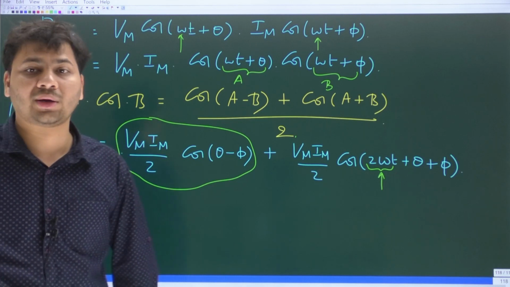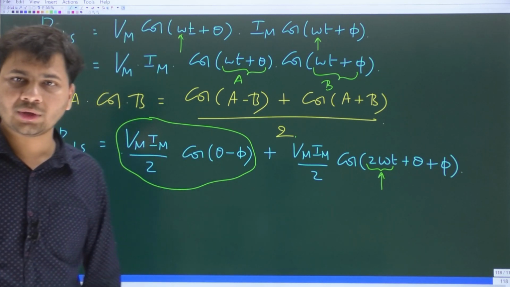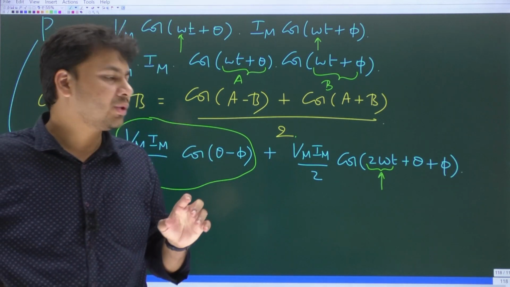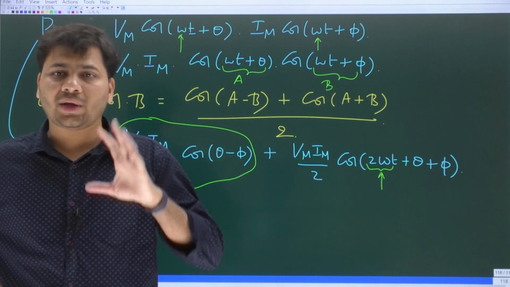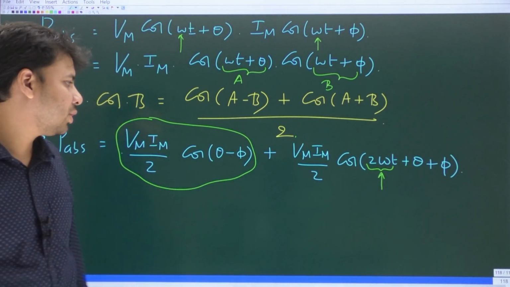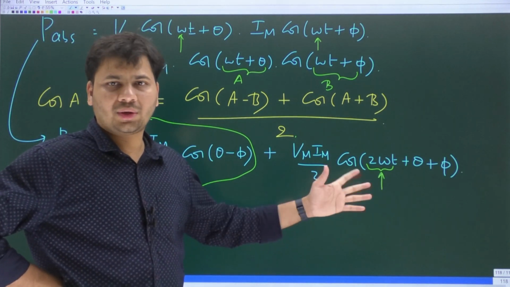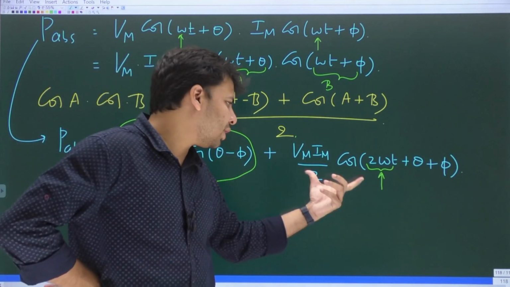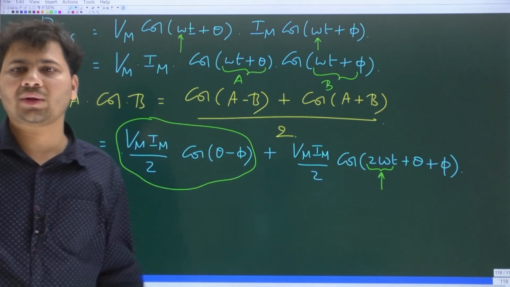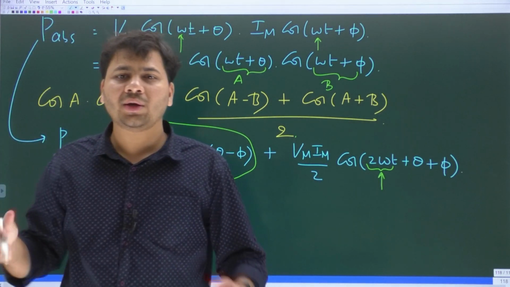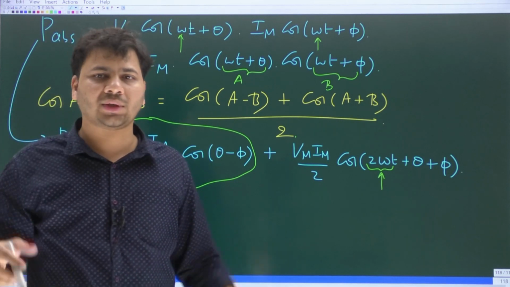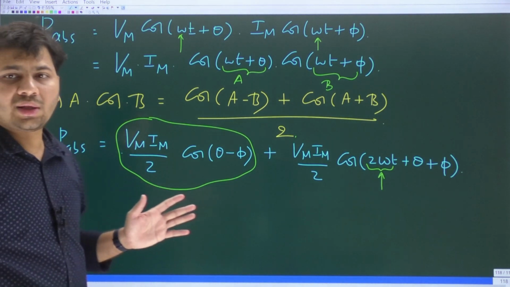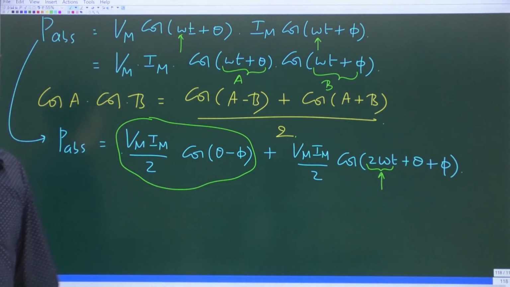Frequency double means the time period will become half. You understood? So voltage and current both have a frequency of omega, whereas the power absorbed will have a frequency of 2 omega. Yes? And this is a pure sinusoidal function. When I say pure sinusoidal function, what it means is the average value of the second term. What is the average value of the second term? Any pure sine wave or pure cosine function, the average value is going to be 0. Yes? Now if I ask you, what is the average power absorbed by this two-terminal element?